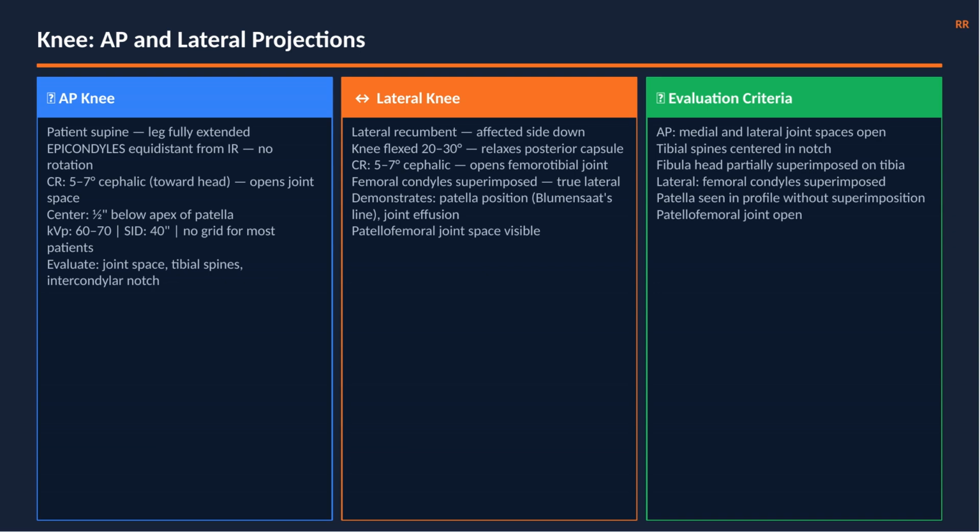True lateral. The femoral condyles must be superimposed. Any separation indicates rotation. Evaluation on lateral: patella visible in profile, patellofemoral joint space open. Blumensaat's line assessment. At 30 degrees of flexion, the inferior pole of the patella should align with the roof of the intercondylar notch. Patella alta is high above the line. Patella baja is low below it.